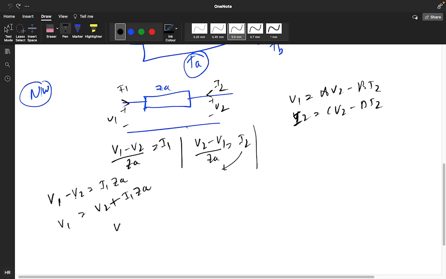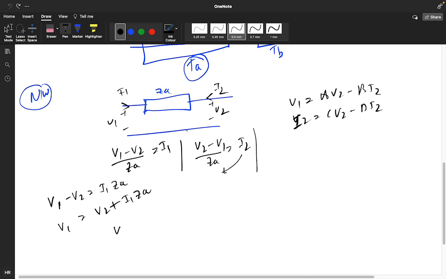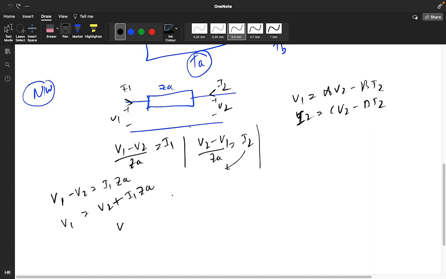Okay, so V1 minus V2, we have I1 into ZA, and V1 is equal to V2 plus I1 ZA. From this we need to get the transmission line parameter, right? If you do not consider this, we have another method. Don't make it too hectic. We'll take the KVL. KVL is a very good option. So V1 is equal to I1 ZA plus V2, right?